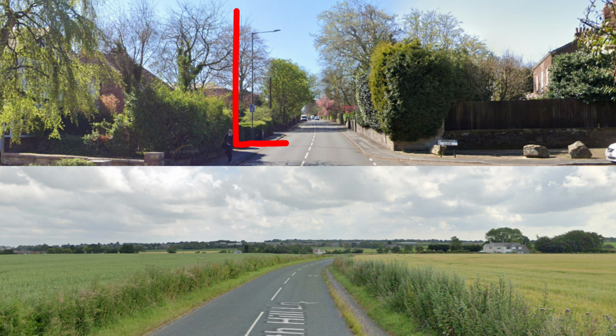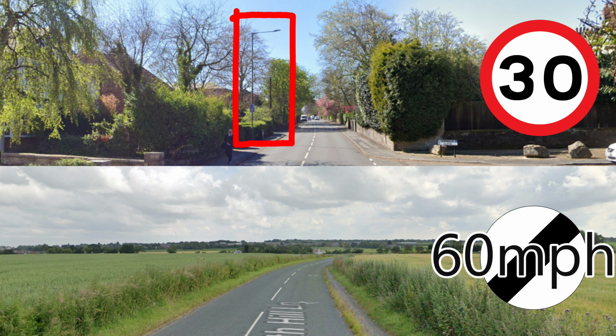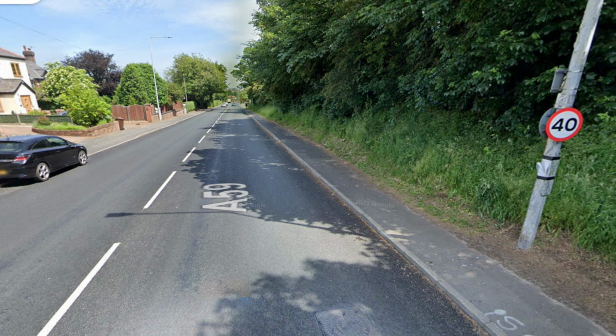If the road has streetlights and no speed signs, it is a 30 miles per hour road, as it is a built-up area. If the road doesn't have any streetlights and there's no speed signs, then it is a non-built-up area, and it is subject to the national speed limit, which is 60 miles per hour for a single track road. If the road is neither of these two speed limits, then you will see repeater signs, which are smaller, individual signs that remind you of the current speed limit.